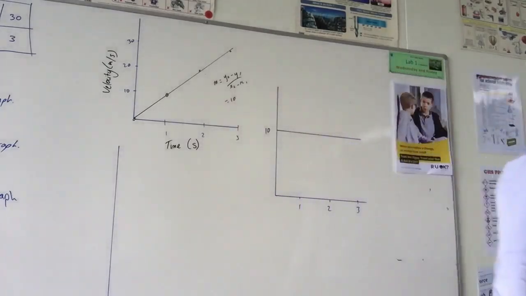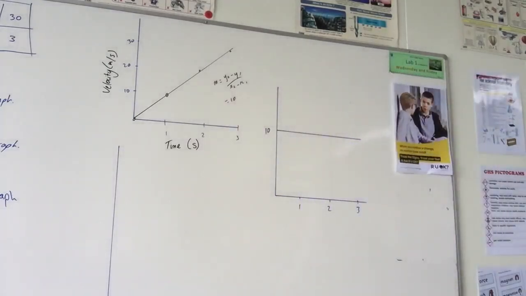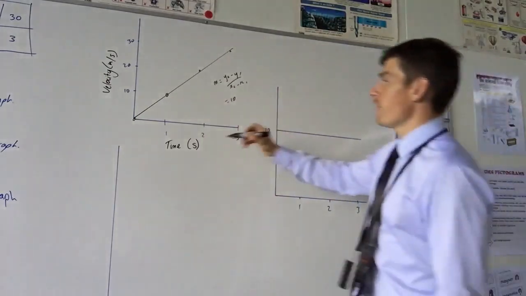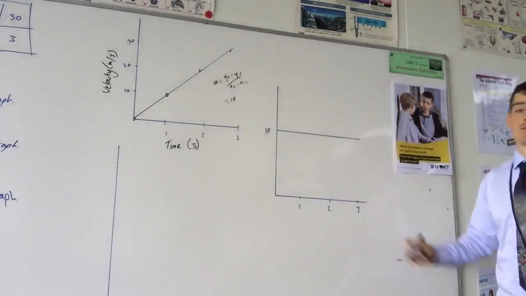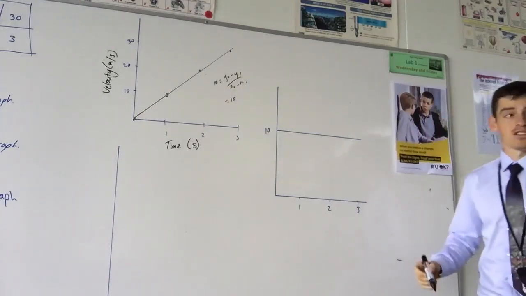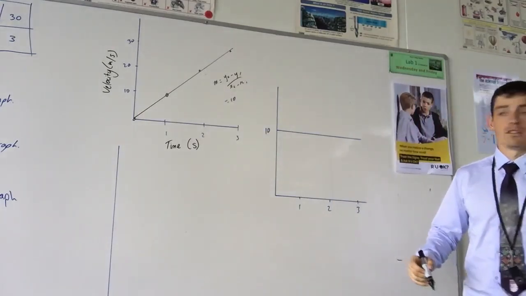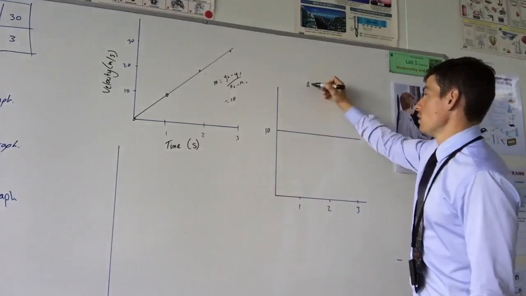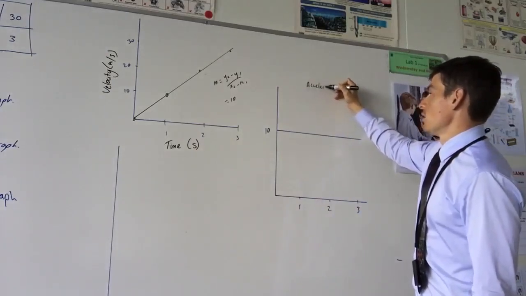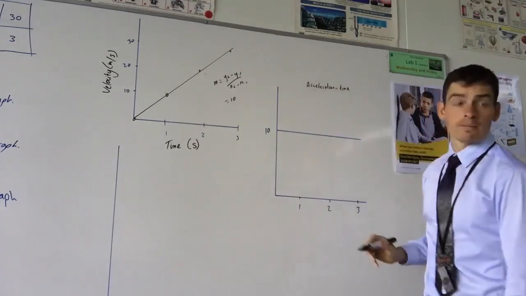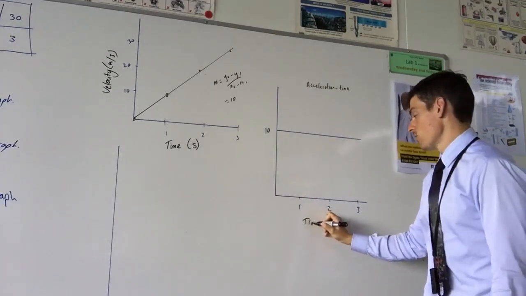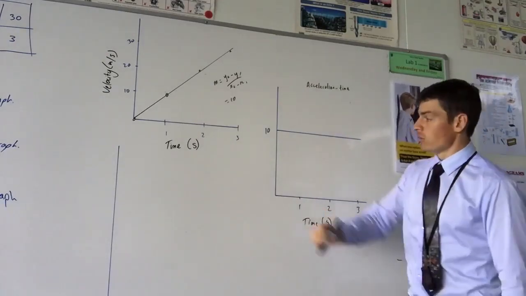Was there a point in that graph where my gradient changed? So would that gradient apply for the entire section? Yes. I've just done my acceleration time graph. What am I missing? Title? Yep. What else am I missing? Axis. So I've got time down the bottom. And my unit for acceleration?